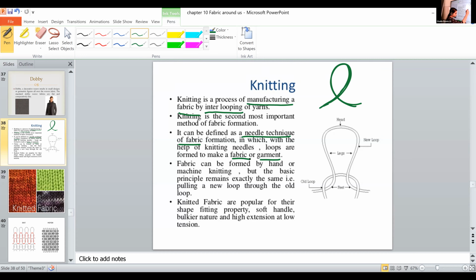Loop means a shape that is provided by a curve that bends round and then crosses itself. It's a shape that bends round and crosses itself. That is called a loop. In this technique of cloth construction, two needles are used to construct the cloth.